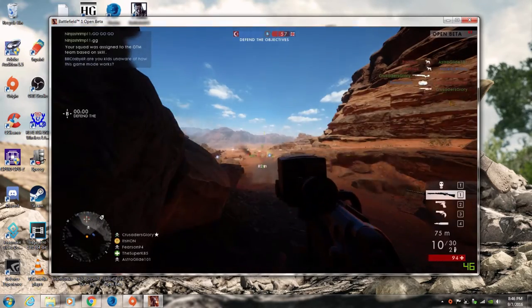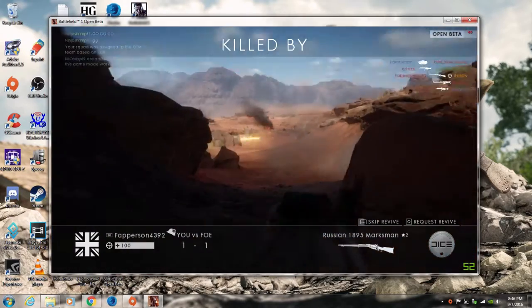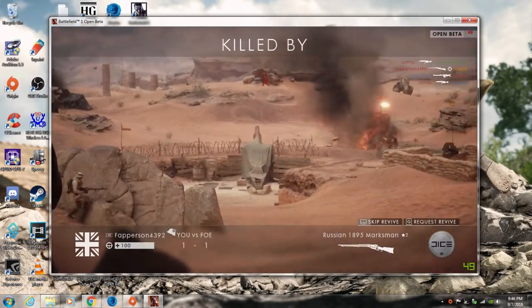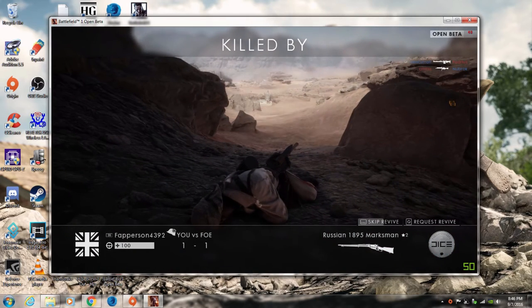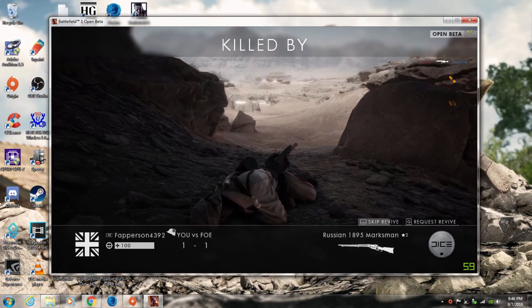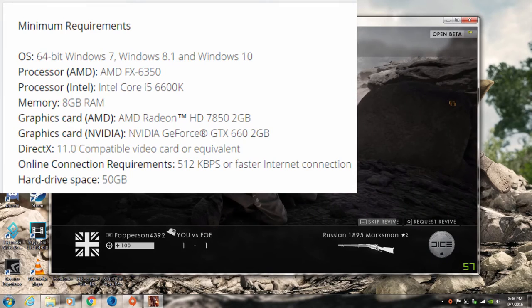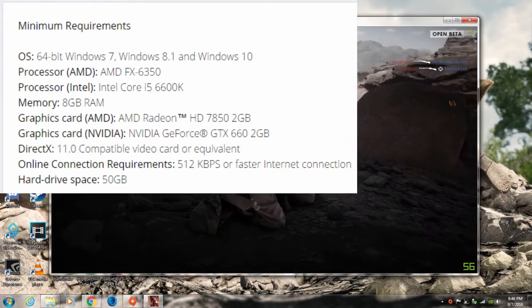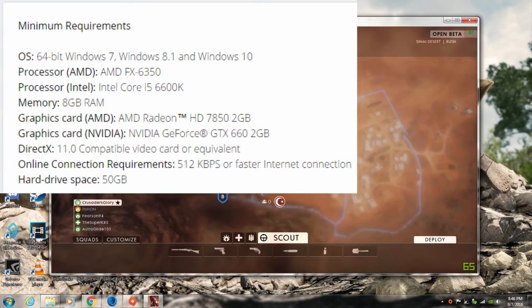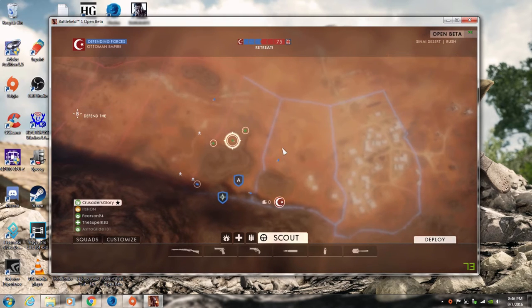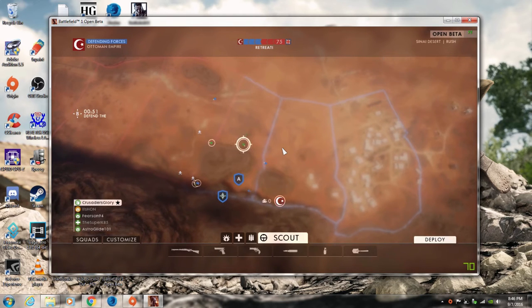And you need an FX 6350, that's an AMD FX 6300, or you need at least an Intel Core i5 6600K if it's not an AMD processor. You need an AMD Radeon, you're talking about the 7850 with 2 gigs. So you basically need a minimum of 2 gigs in that graphics card, or you need a graphics card that is a GTX 660 2 gig.